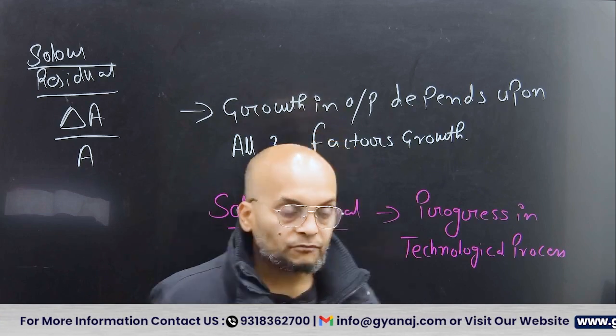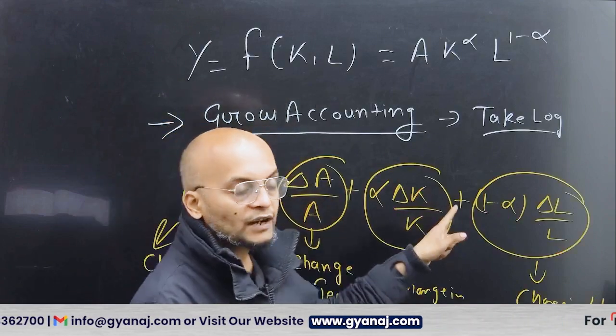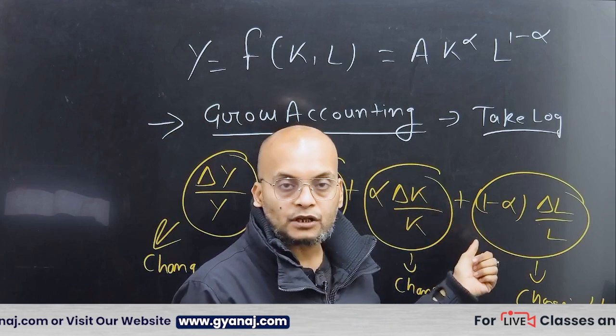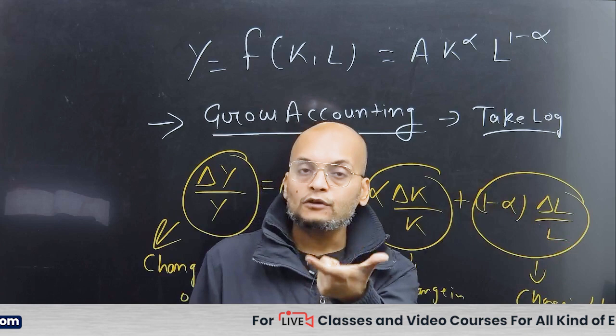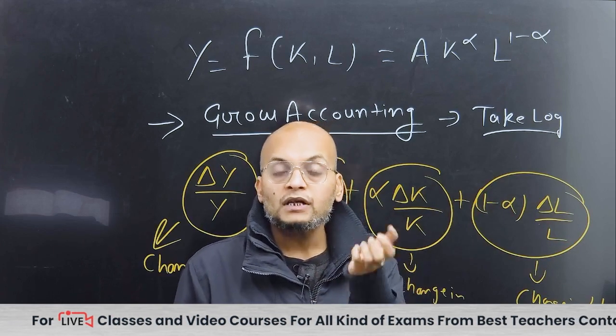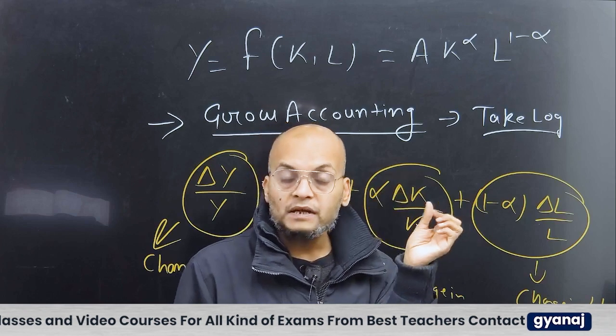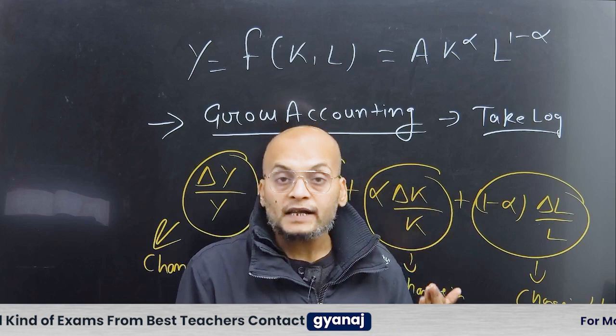Why? Because growth in output is dependent on all three factors: technological growth, capital growth, as well as labor growth. So you get total growth, and you cannot tell what percentage of this total growth in output is due to technology.